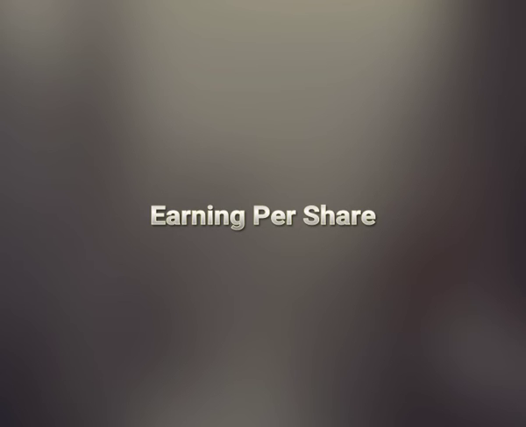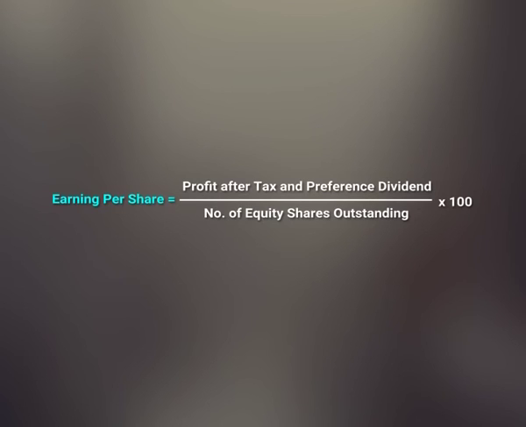Now, next ratio is earning per share. Earning per share, that is EPS, is computed by calculating the profit after tax and preference dividend and dividing the same by the number of shares outstanding. Thus, EPS is equal to profit after tax and preference dividend divided by number of equity shares outstanding.